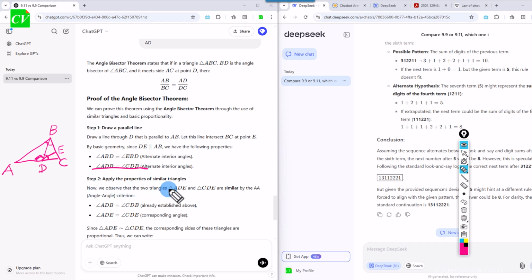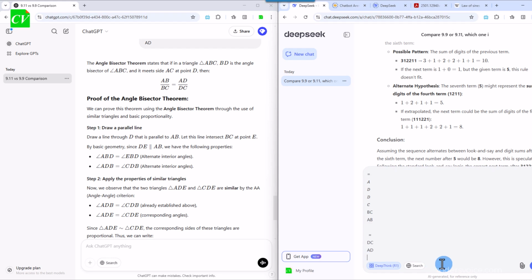So we observe that triangles ADE and CDE are similar. So it said ADE is similar to CDE. This is wrong. No, this is wrong. So far, we don't need to check it further. This proof is wrong because there's a problem here. We cannot draw this conclusion. Okay, now let's take a look at DeepSeek.